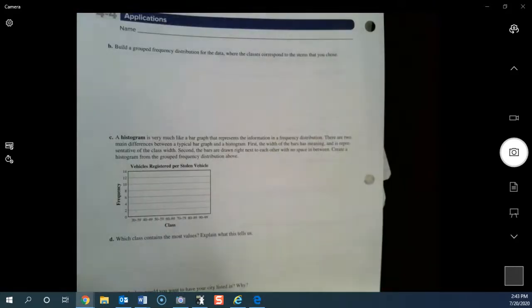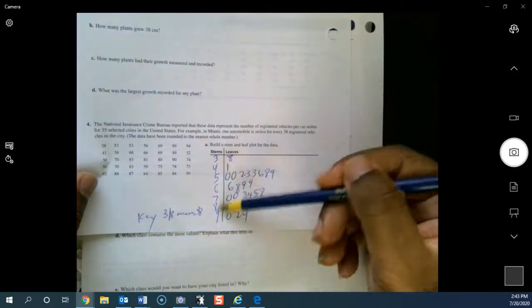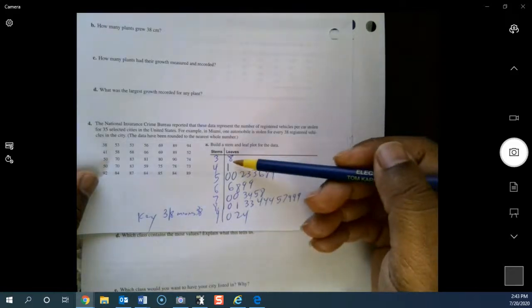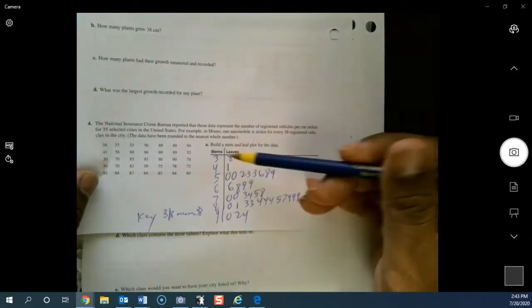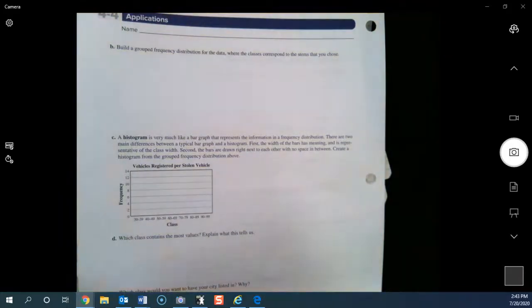Okay, class, picking up from 4A, we're going to look at 4B here. It says build a group frequency distribution for the data where the classes correspond to the stems that you chose. Okay, now if we look at the stems here from the previous page, you notice we have 1, 2, 3, 4, 5, 6, 7 stems. So we could just use the 7 classes. And you notice here that they go anywhere from 0 to 9 to end the classes. So we could do everything by tens here. So we don't have to go through that whole process of finding the width and the length of the class.